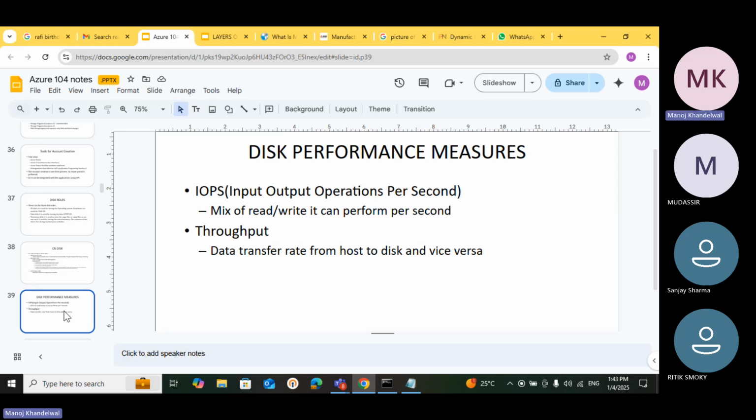Read/write means the processor will read from the disk, or the processor is going to write to the disk. That is input/output operations, right? Throughput is if you are copying the data from one hard disk to another hard disk. That is throughput: the data transfer rate from host to disk and vice versa.